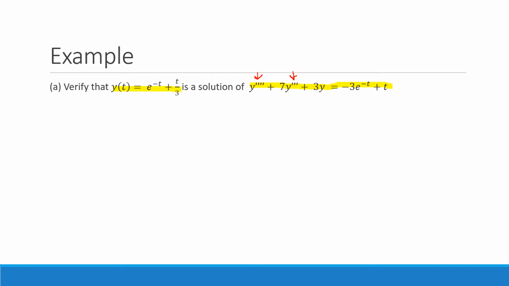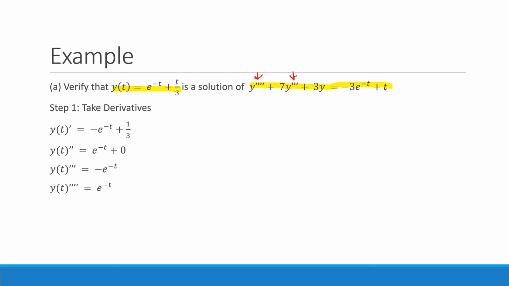So naturally, the first step is to take derivatives. We know that we're going up to the fourth derivative of y as given by the differential equation, so we need to take the derivative of y 4 times. The first derivative of y is going to be negative e to negative t. We're using the additive property here. So we're taking the derivative of e to negative t first, and then we're going to have plus 1/3 because 1/3 is the derivative of t over 3. And we repeat this process for the second derivative, third, and fourth.